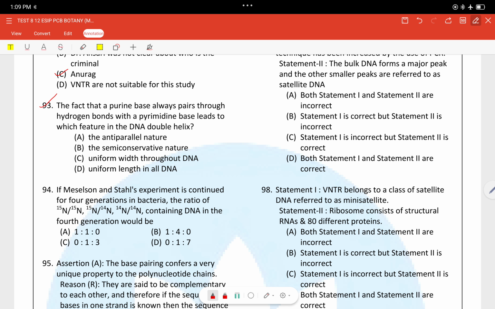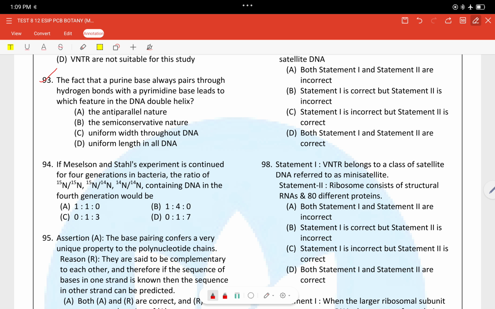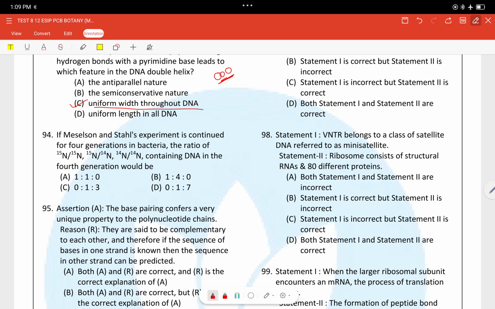The fact that a purine base always pairs through hydrogen bonds with a pyrimidine base leads to which feature in the DNA helix? It is the uniform width throughout the DNA. If we consider purine, it is a double cyclic ring and pyrimidine is a single cyclic ring, which maintains the constant width of the DNA, that is 20 angstrom.